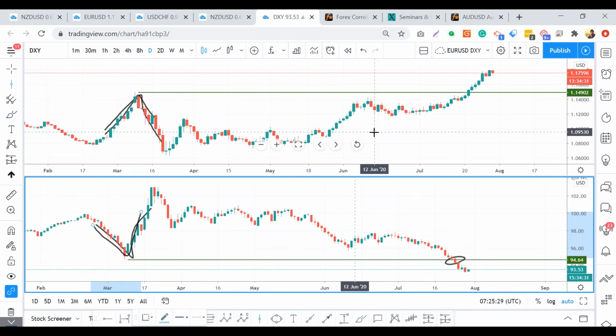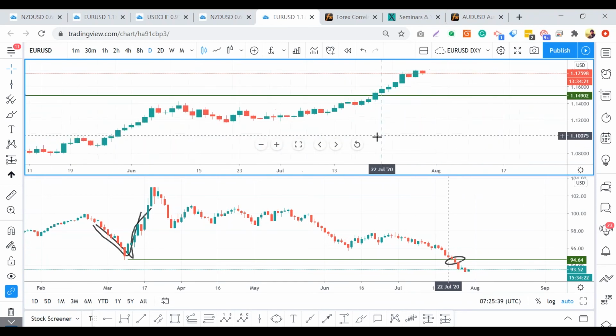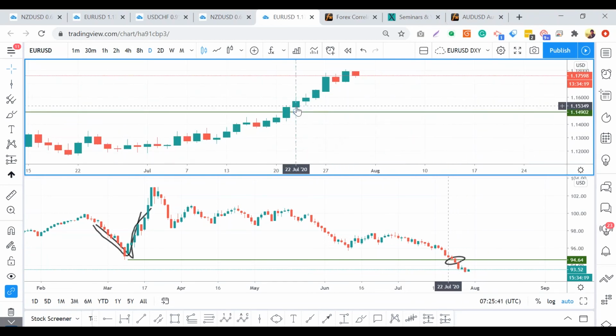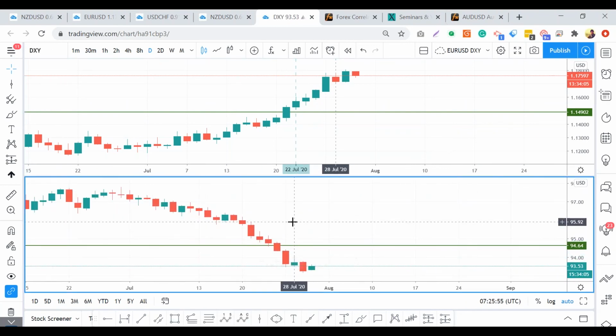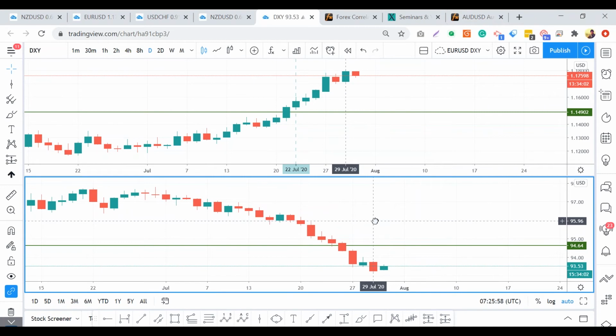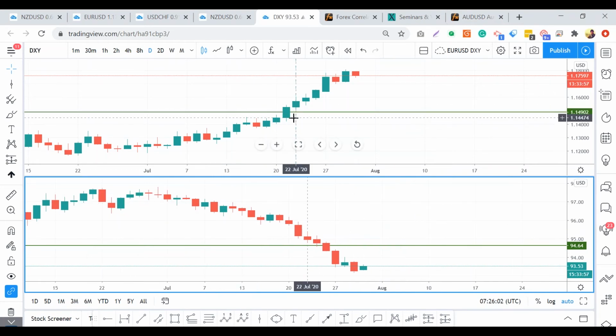Euro dollar actually broke out over here. Can you see? I'm going to zoom in here. This is the level euro dollar broke out. It closed above and it went higher and higher. What does that mean for dollar franc? What was happening on dollar franc at that exact point of time? We're going to zoom in over here and let me see if I can line them up nicely.